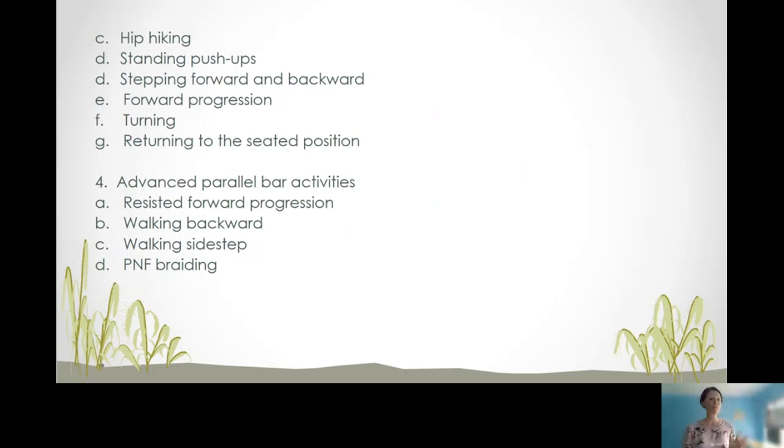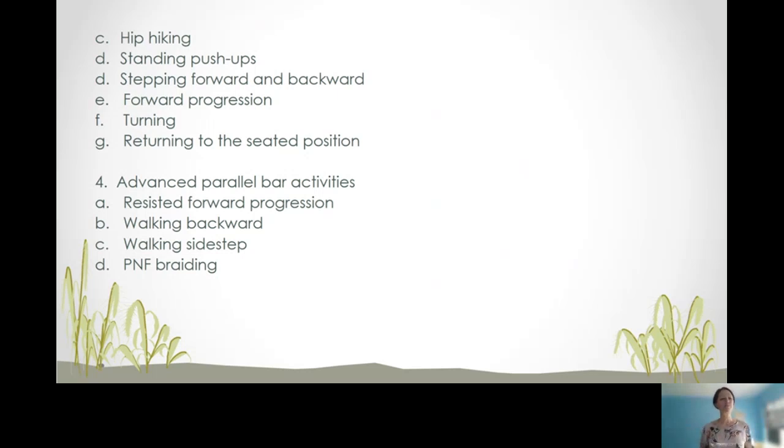In that standing position, you can hip hike. Be sure as you listen to this, stand up and hip hike, move your hip up on the one side while you are shifting weight. Standing push-ups with your arms on the parallel bars, very good for upper limb strength.